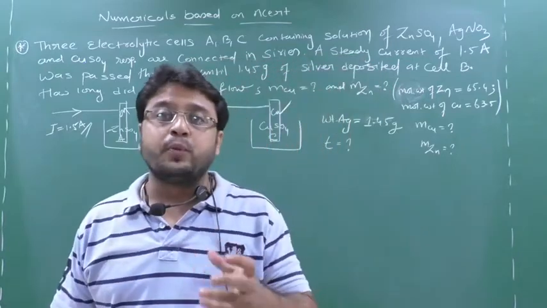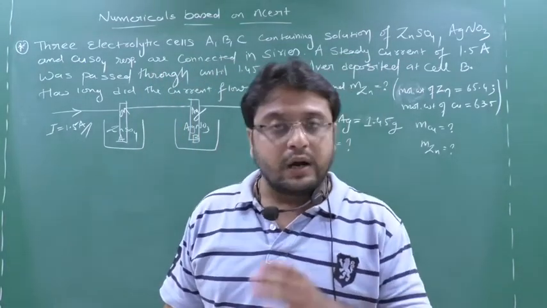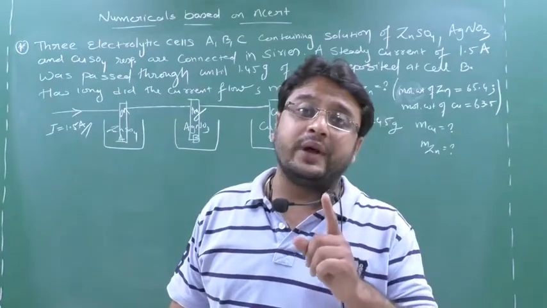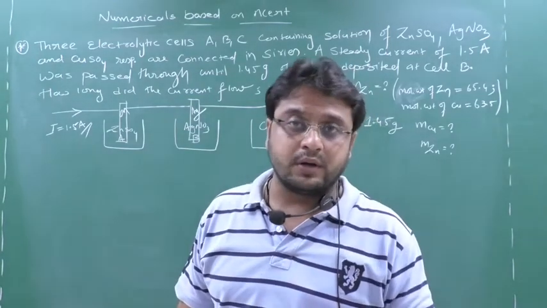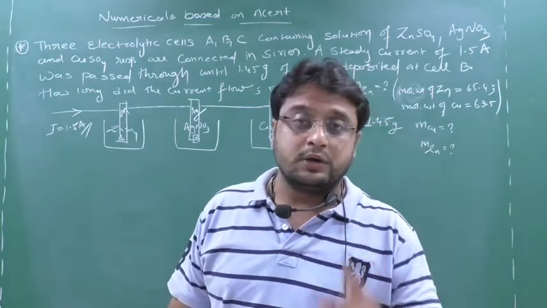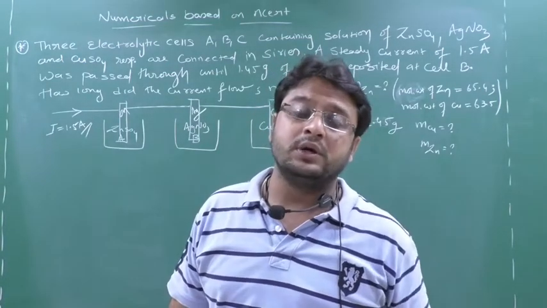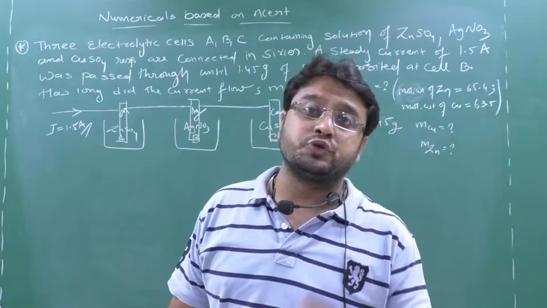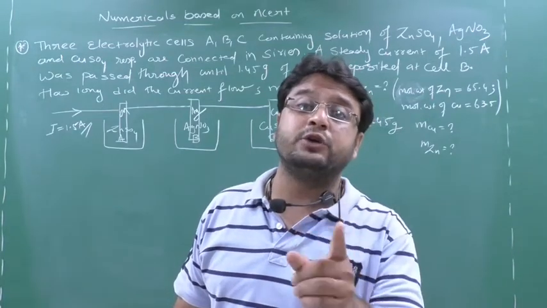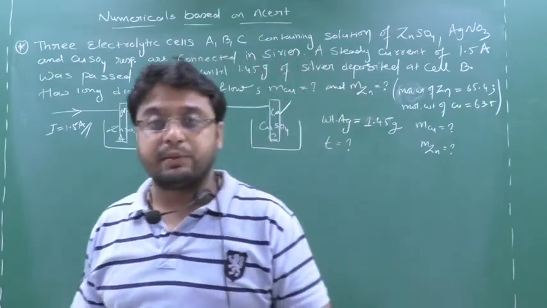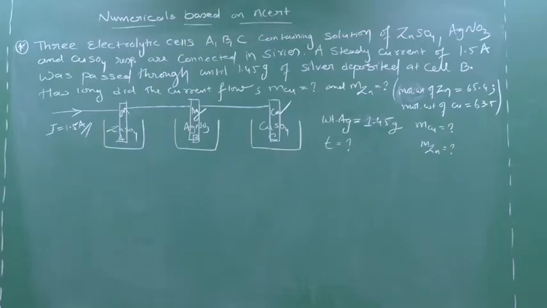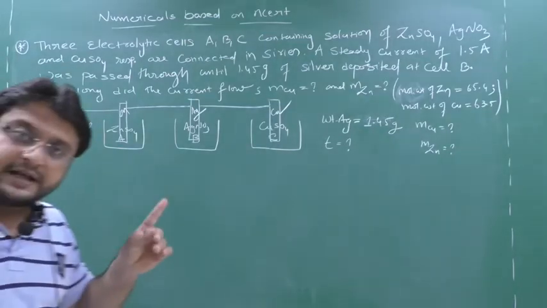If two or more electrolytic cells are connected in series, and the same amount of electric current is passed through them, the mass of the metal deposited at each electrode is directly proportional to their equivalent weight. So this question directly resembles Faraday's second law.